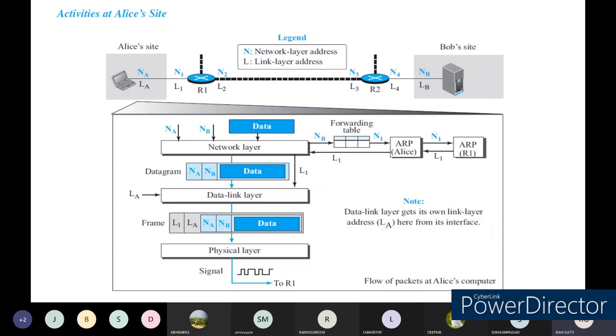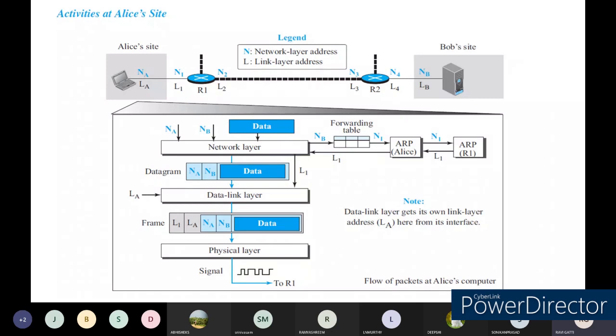So what are the IP addresses? The transmitter IP address is NA, whereas the receiver IP address is NB. As I told you, the network layer is responsible for host to host communication, or node to node communication. So the node IP address is NA, whereas the receiver node IP address is NB.